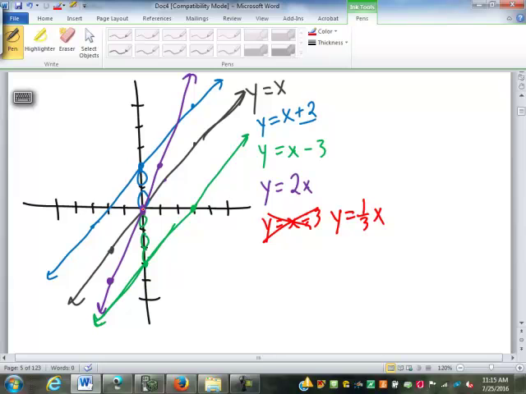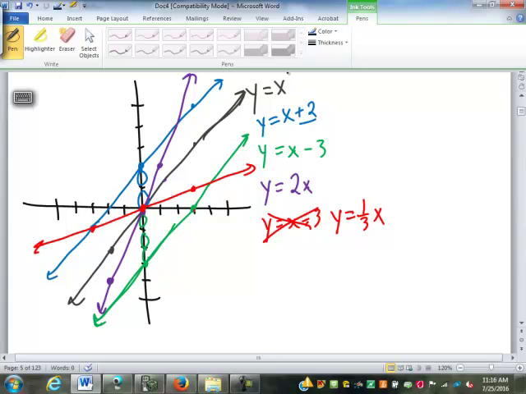So now, if x is 0, what's 1/3 times 0? Still 0. What if x were 3? What's 1/3 times 3? 1. So 3, 1. What if x were negative 3? It would be negative 1, right? Like that. So it does indeed make the line flatter or shallower when we divide or multiply by a fraction like that.